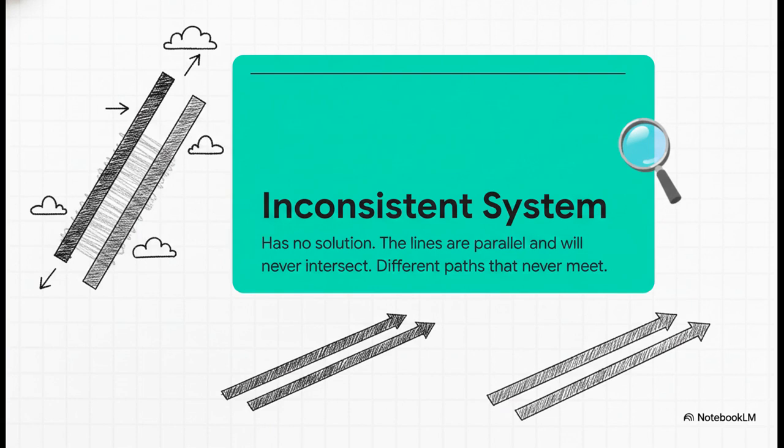And last, we've got the inconsistent system. What's going on here? Well, graphically, these are two parallel lines. They have the exact same tilt, the same slope, but they're just shifted. They run alongside each other forever, but they will never ever intersect. No intersection means no point of agreement, which means no solution. They're just two different paths that will never meet.